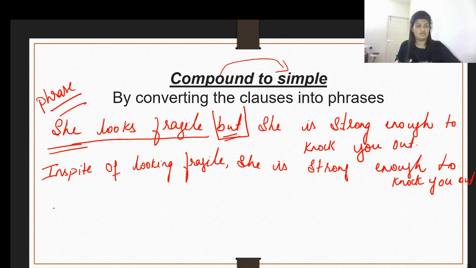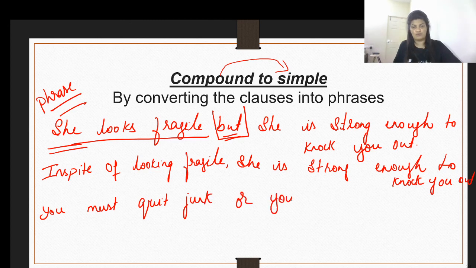Let me give you another example, which is, you must quit junk or you will not lose weight.